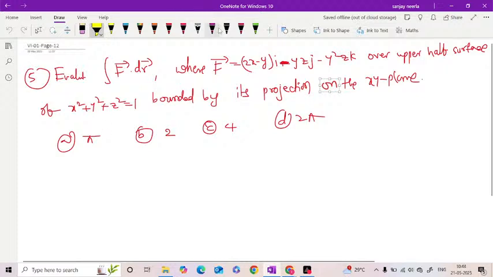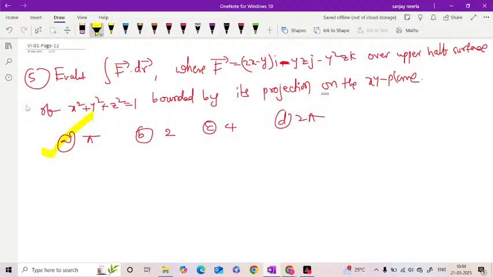5 is the fifth result. 5 pi. Pi is the result. Okay.